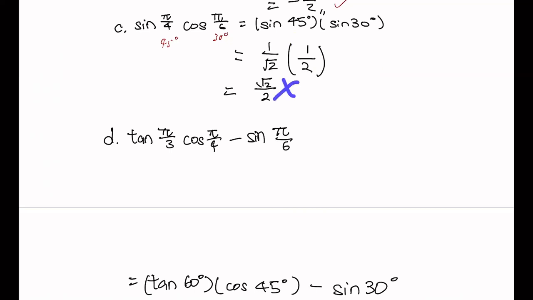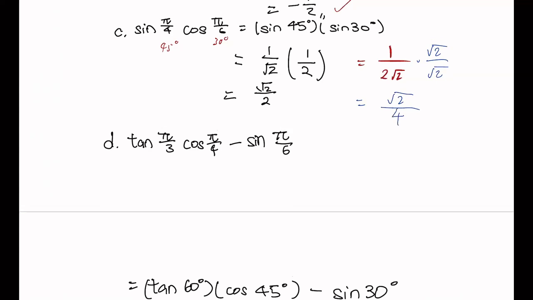This is wrong. Let me think. This is root 2 over 4, right? Is it not? 1 times 1 is 1. 2 root 2. Then you want to rationalize. So you multiply top and bottom by square root 2 over square root 2. So you end up with 1 times square root 2 on top. Square root 2 times square root 2 is 2. Multiplied by another 2 is a 4. Right?